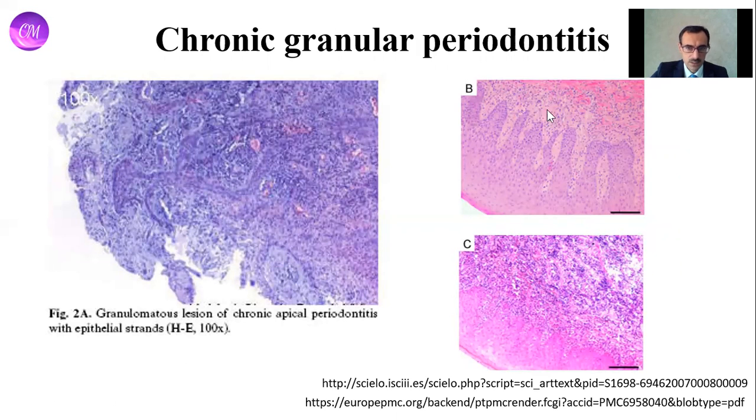Here is a figure that demonstrates the histological structure of chronic granular periodontitis. Here we see the granulomatous lesion of chronic apical periodontitis with epithelial strands, and also the histological illustration, the morphology of chronic granular periodontitis.